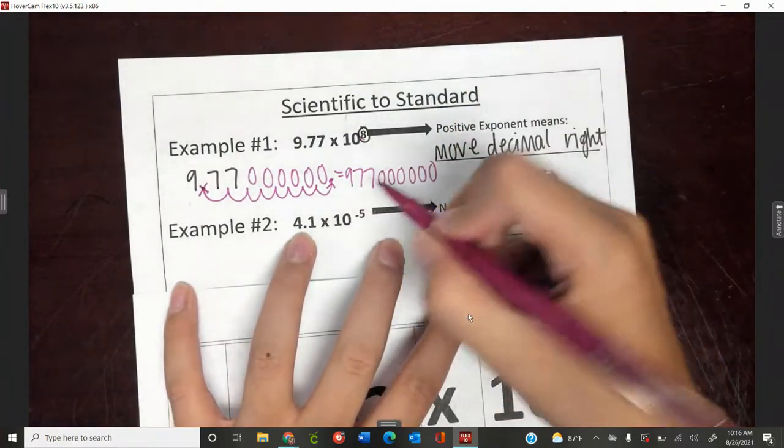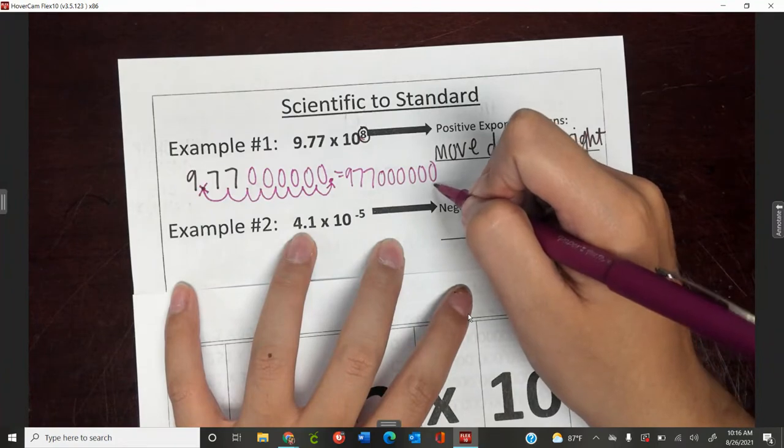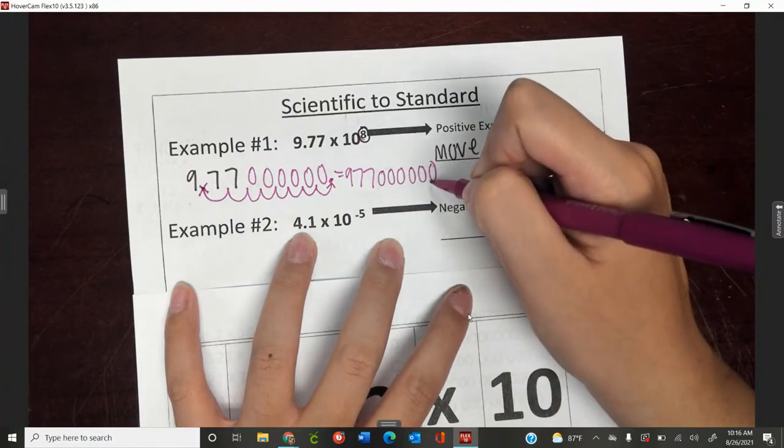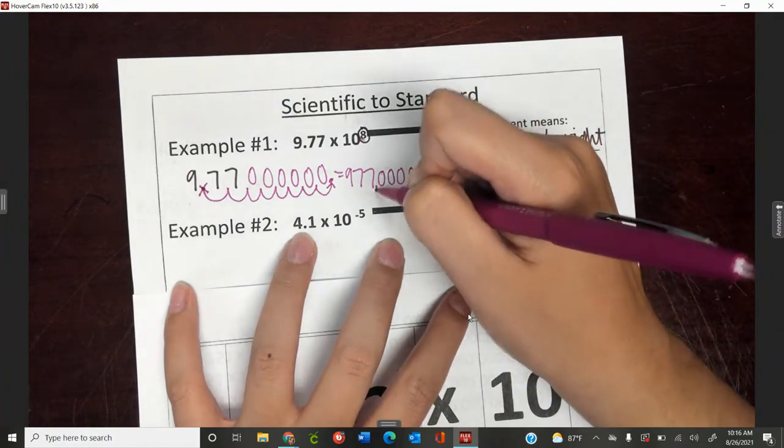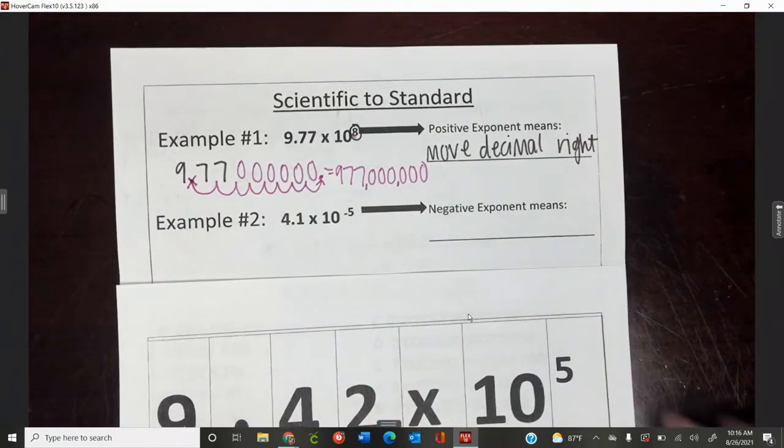Starting from the very right, you need to place your commas. Every 3 numbers gets a comma from the right. So 1, 2, 3, comma. 1, 2, 3, comma. So here you have 977 million.